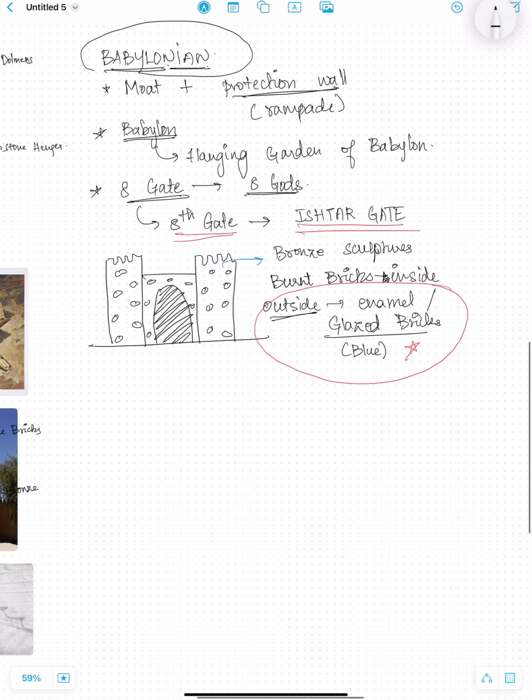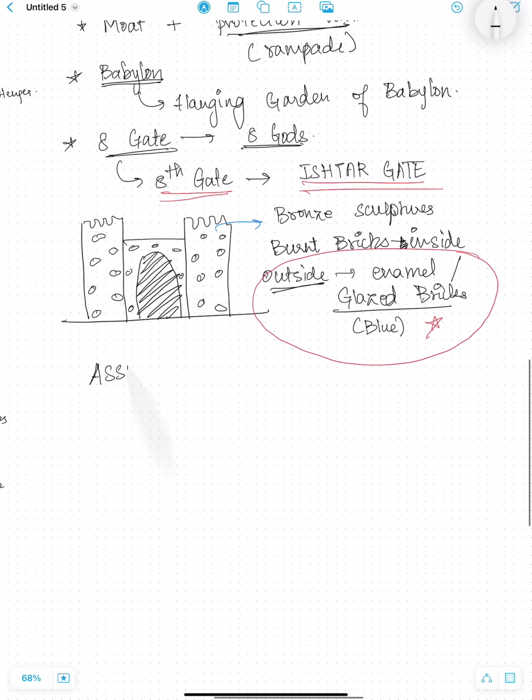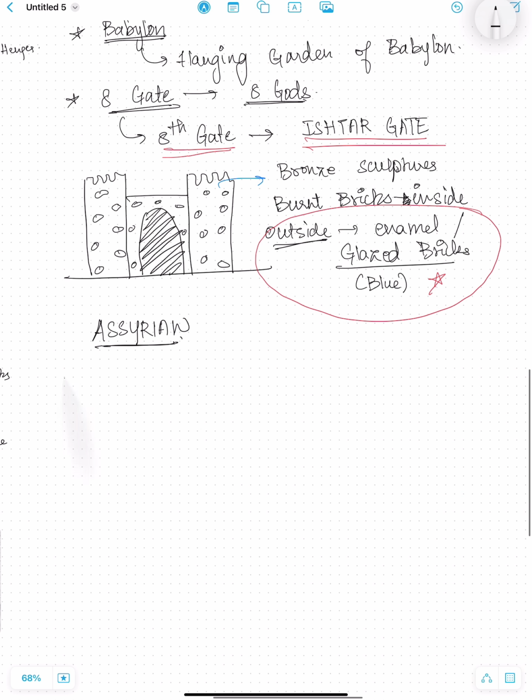Next, we'll move on to Assyrian civilization. Now I would like to first mention the famous city of the Assyrian civilization. The capital is Khorsabad. The other famous cities include city of Ashur, Nimrud, Nineveh, and of course Khorsabad. So these are the famous Assyrian civilization, and in here they used polychromatic glazed bricks.